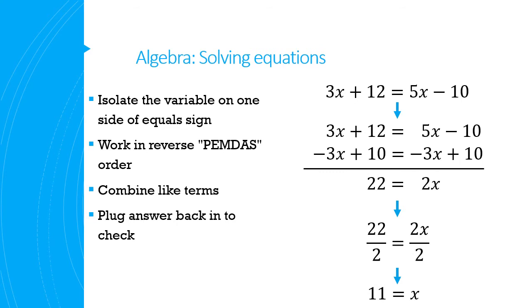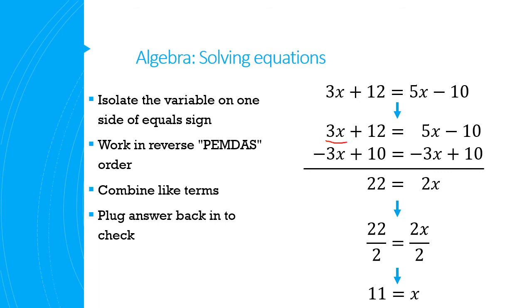Now on to algebra. You'll have to know how to solve equations with one variable. So for instance, to solve this equation on the right for x, we want to isolate the variable x on one side of the equation and all the numbers on the other side. So it can sometimes be helpful to work in sort of reverse PEMDAS order. So notice that we start by moving all the terms with x in them to one side and all the numbers to the other side.